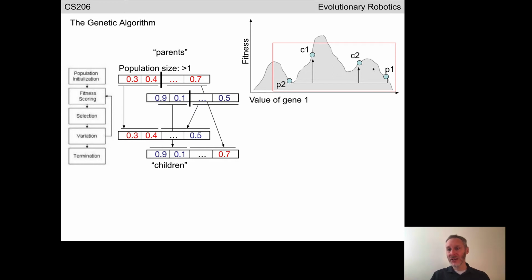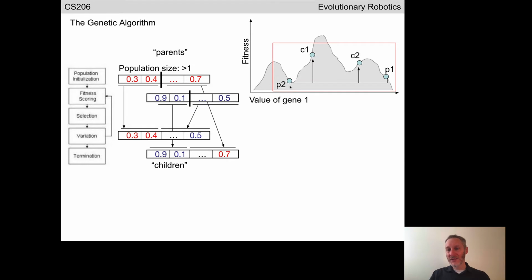In the cartoon here, we can see that C2 somehow inherited more information from P1. C2 is closer to P1 and further from P2. And C2, because it's close to P1, is trapped on the same hill. It's got the same limitations that P1 does.